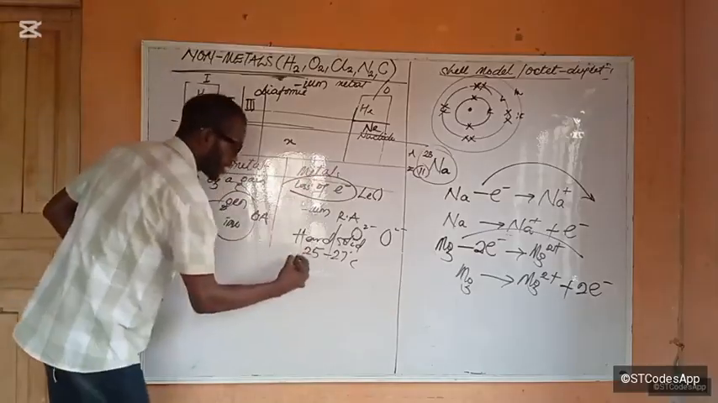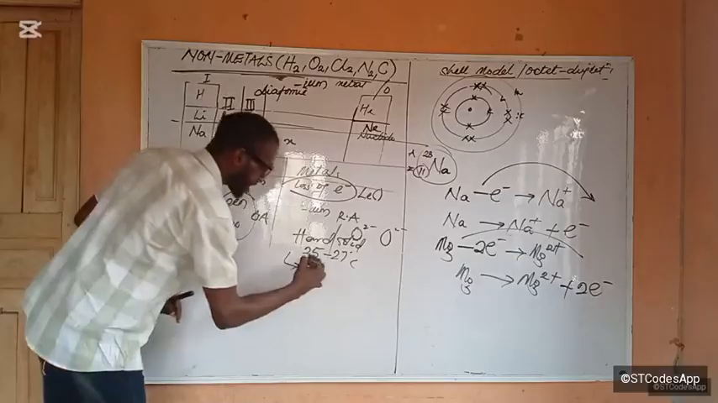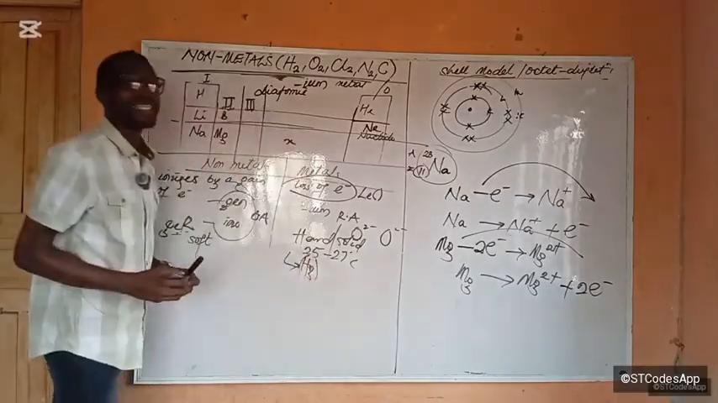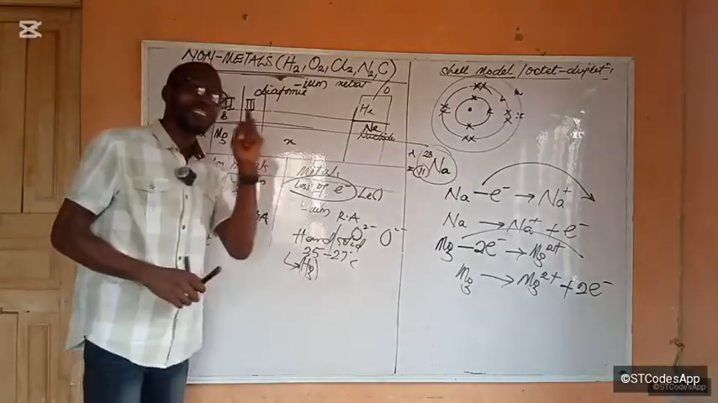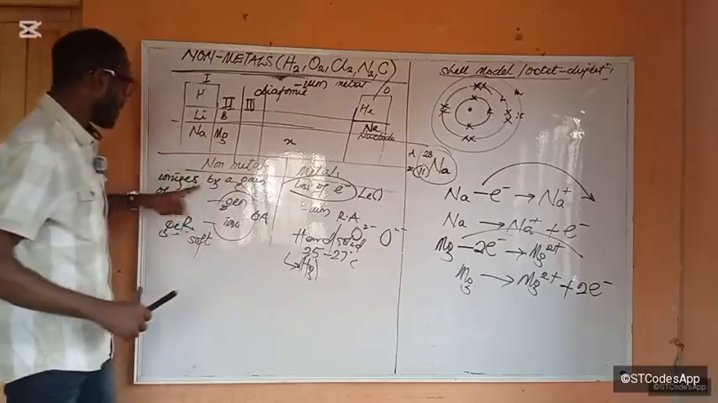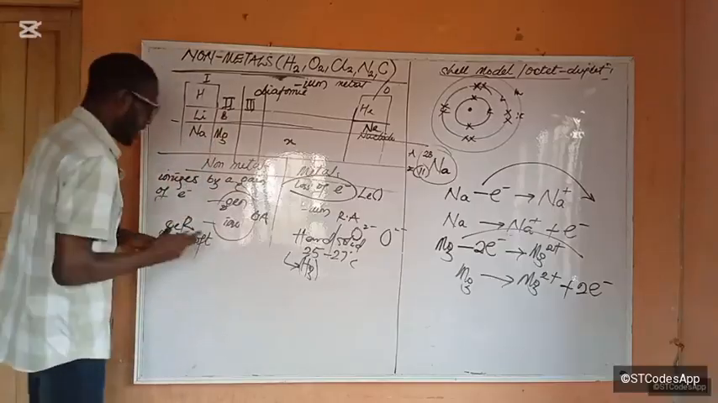But there's an exception for the metals. This guy is not hard. Mercury is the only one that is liquid at room temperature. Mercury is the metal that is liquid at room temperature. Don't forget that, please.